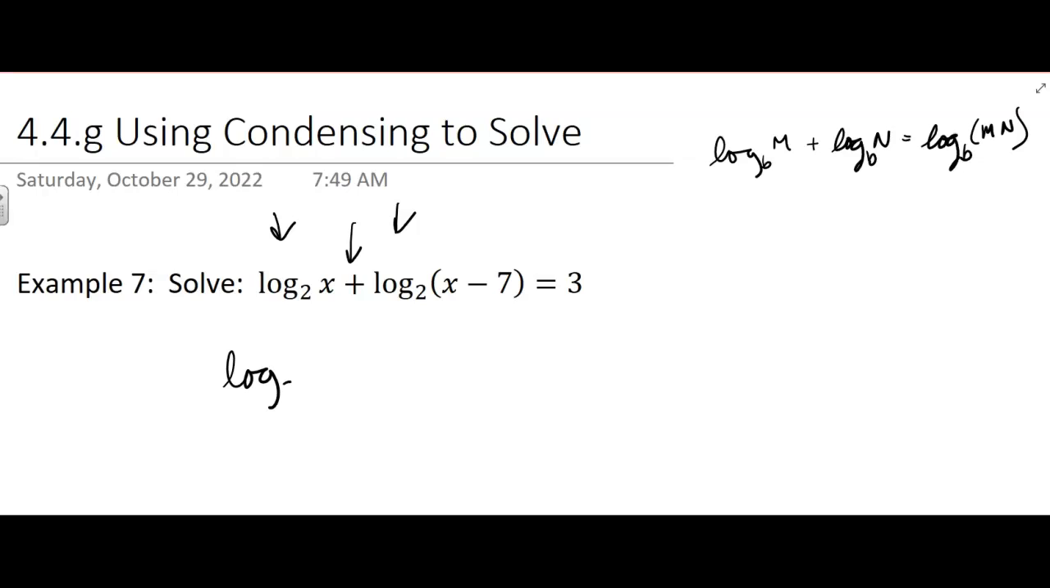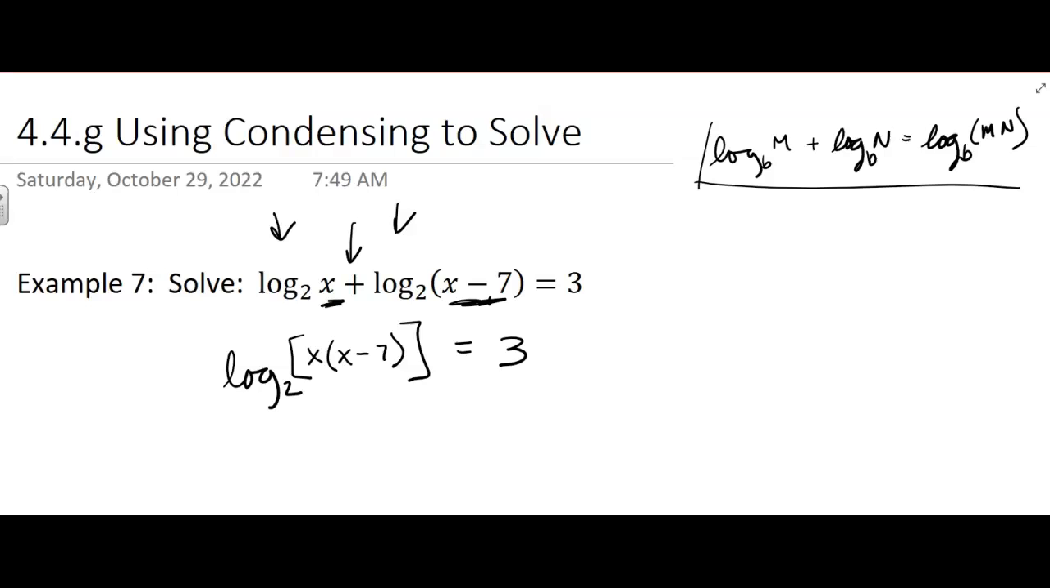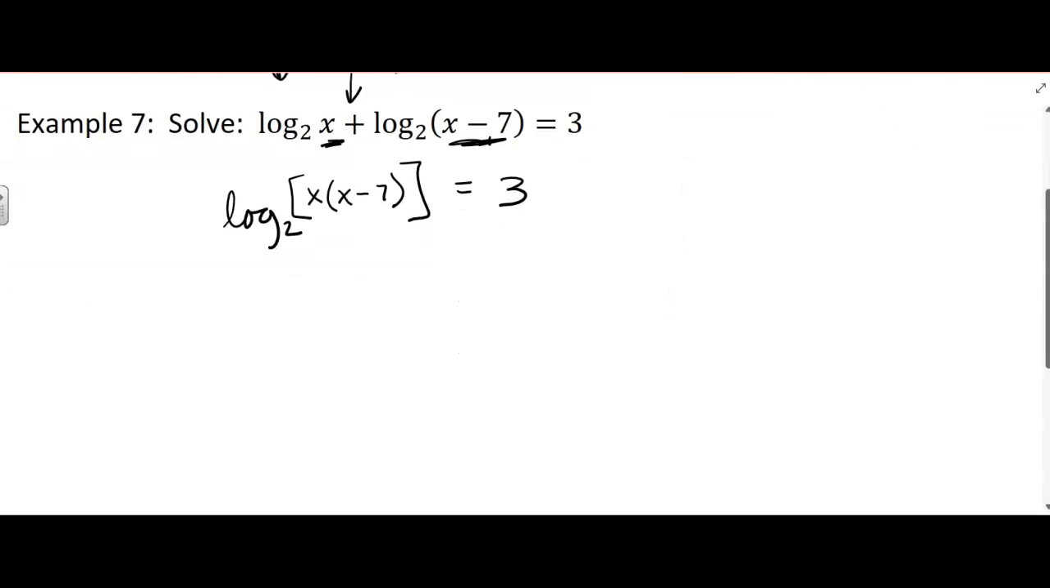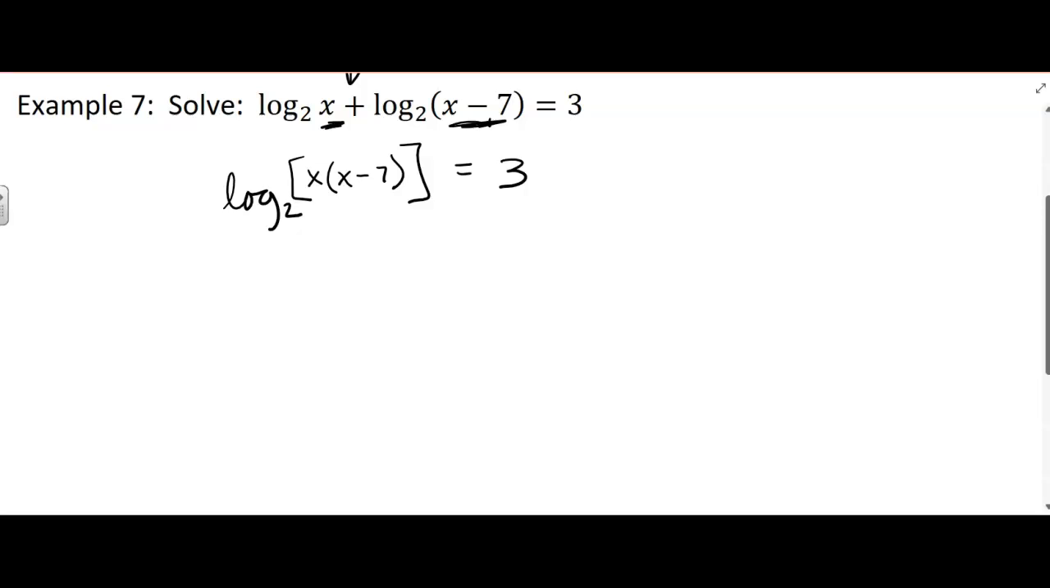They're both base 2. So log base 2, and then I'm going to have x times x minus 7, and that's going to equal 3. Okay, so I'm putting these two arguments, I'm multiplying this argument times this argument. Okay, and I'm making it one logarithm. So it's this property, it's property 5, and we use that. Okay, now I can convert it.